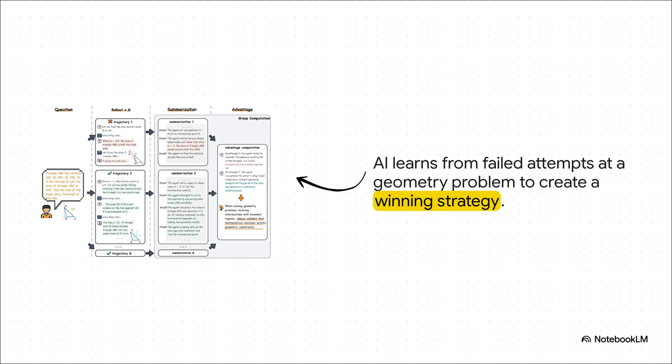This is a perfect example right from the paper. The AI is tackling a tricky geometry problem. On the left, you can see it makes a couple of different attempts. Those are the rollouts. One of them fails because it ignores real-world physical constraints. By comparing those two tries, it distills this crucial piece of wisdom on the right. When solving geometry problems, always validate that mathematical solutions satisfy geometric constraints. That golden rule goes straight into the playbook.